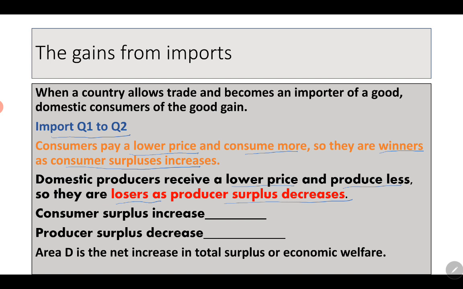And your area D, the area of our import, will be our net increase in total surplus or economic welfare that we gain from the total activity of import. So this explains the gain from trade through gain on export and gain on import. So we have analyzed both gain on export and gain on import using the supply and demand graph or supply and demand model.